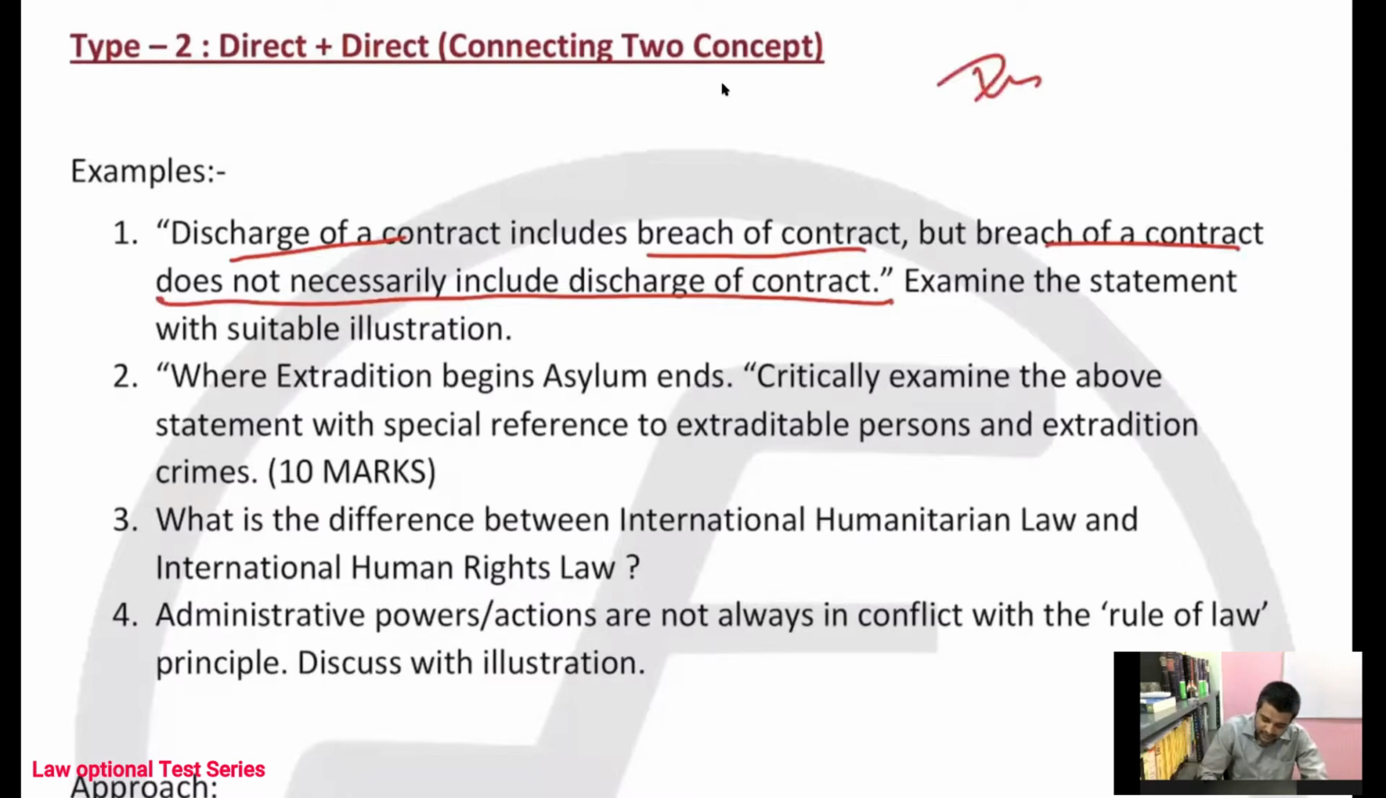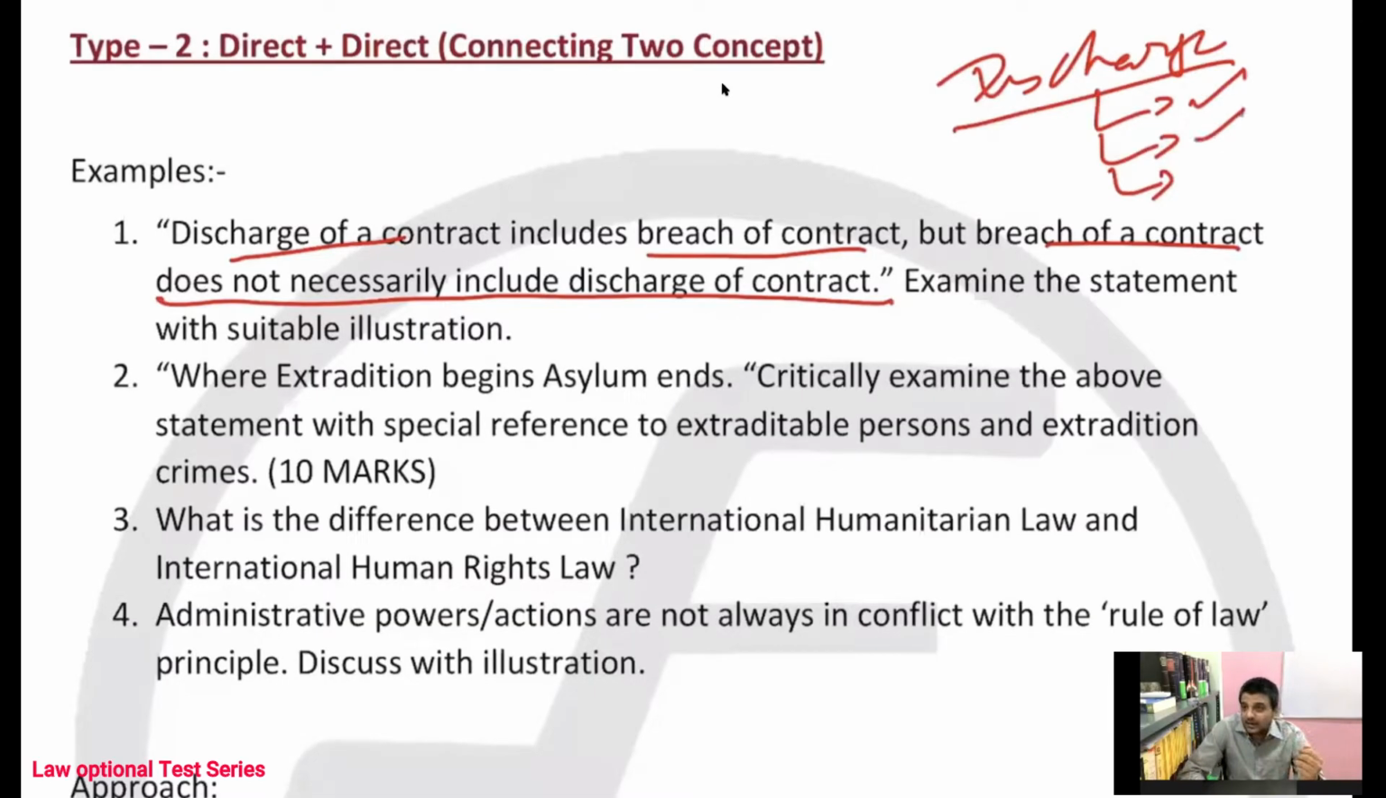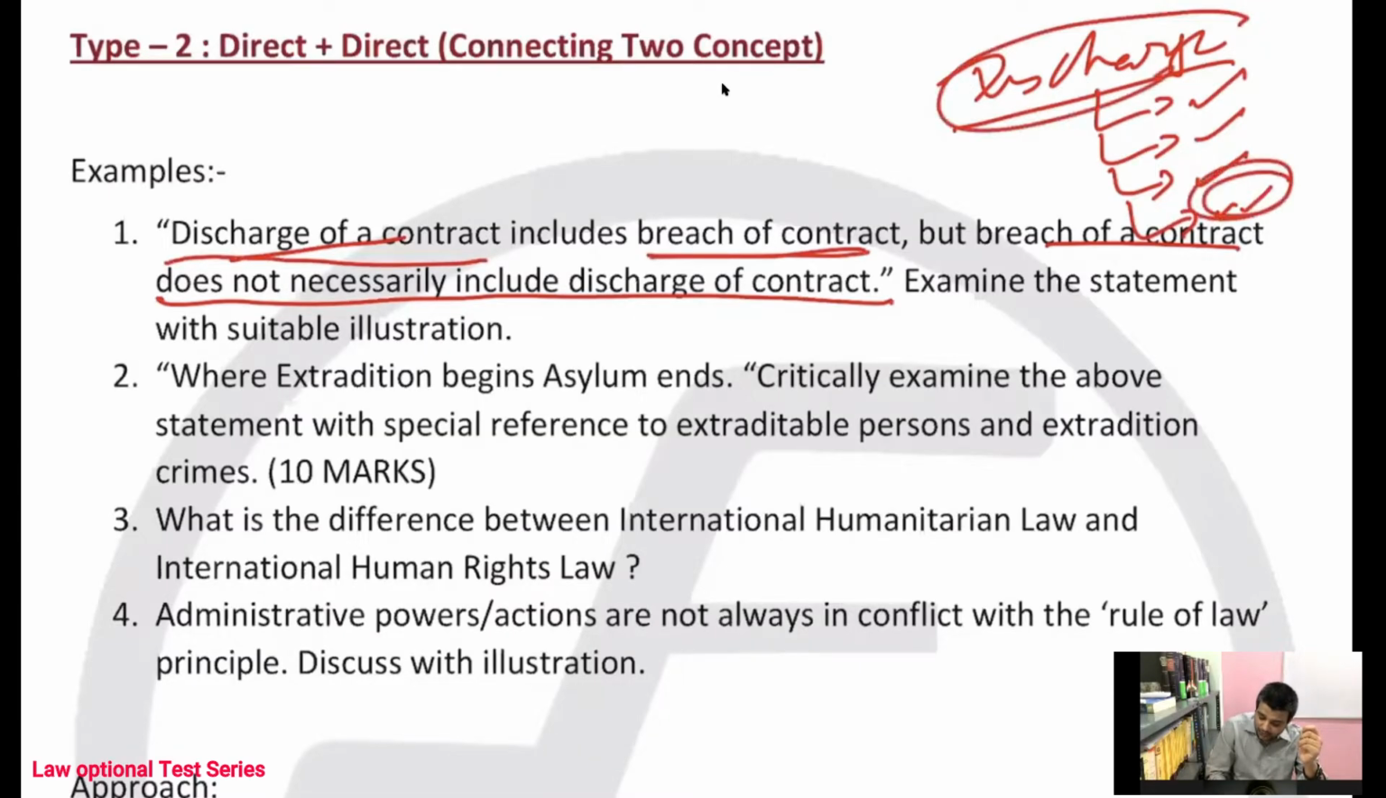Now, if you have studied contract law, you must have seen there are multiple ways that a discharge of contract may occur: completion of it, novation where you replace it with another contract, multiple ways, and one of them is breach. So breach is one method of discharge. That is what the question is saying: the discharge of the contract includes breach of contract. So discharge includes breach, but breach does not necessarily include discharge. Understand that point? So there is a condition about it. It means there are two concepts. So how do you handle this type of question?